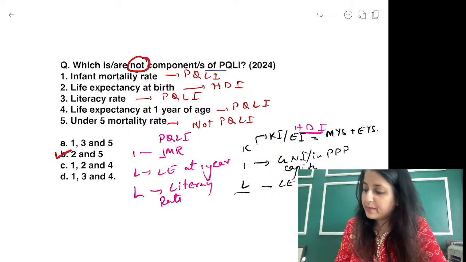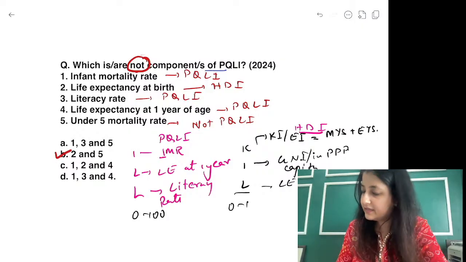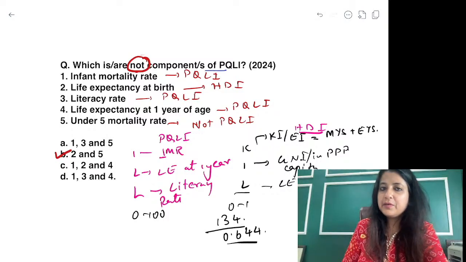The scoring of PQLI is 0 to 100, HDI is 0 to 1. Current rank of India is 134 and score is 0.644. Am I clear? Everybody, will you remember this?